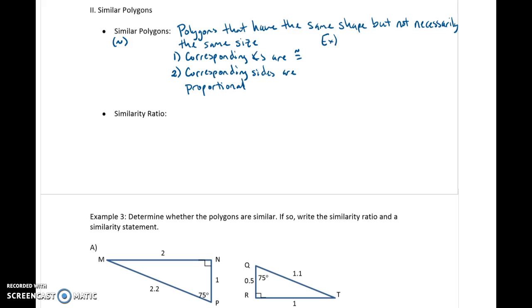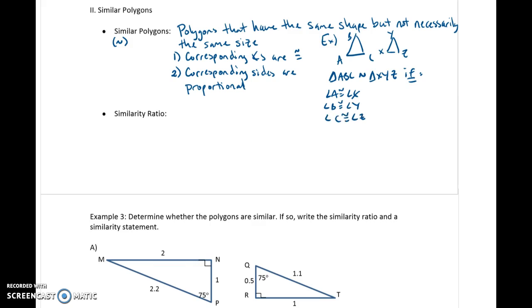So let's draw two quick triangles here. Let's call this one ABC. And let's draw another one. Let's call this XYZ. By the definition of similar polygons, we know triangle ABC is similar to triangle XYZ if these things are true. Our corresponding angles need to be congruent. So angle A should be congruent to angle X. Angle B should be congruent to angle Y, and angle C should be congruent to angle Z.